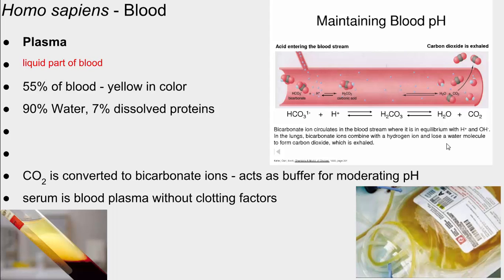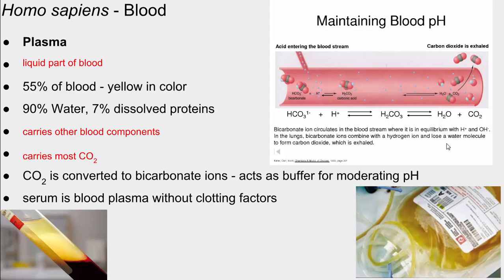The plasma, like we said, is 90% water, 7% protein. There are some things carried within just the plasma. Most of the carbon dioxide that's transported by our blood is carried in the plasma, and it has an important function because in the plasma, CO2 is converted to bicarbonate. And bicarbonate acts as what we call a buffer.